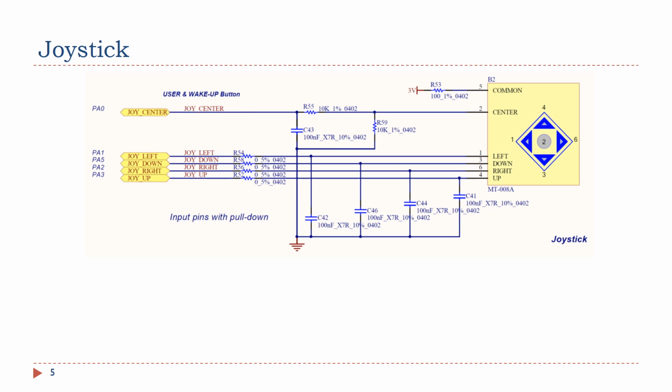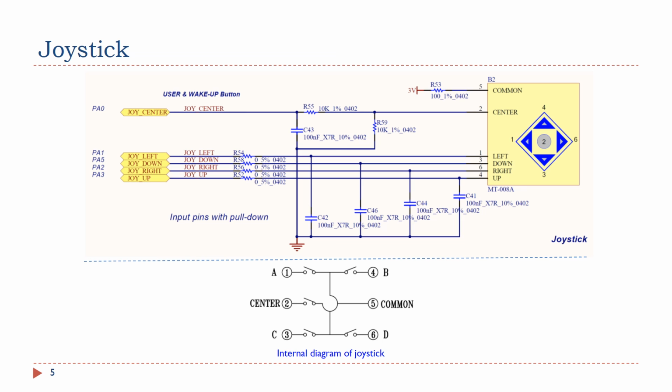Let's quickly review the schematic diagram of the STM32L4 Discovery Kit. This diagram shows how the processor and joystick pins are connected. GPIO pins PA0, PA1, PA5, PA2, PA3 are connected to the center, left, down, right, and up pin of the joystick, respectively. Each pin is connected to the ground via a capacitor. These capacitors perform hardware debouncing.